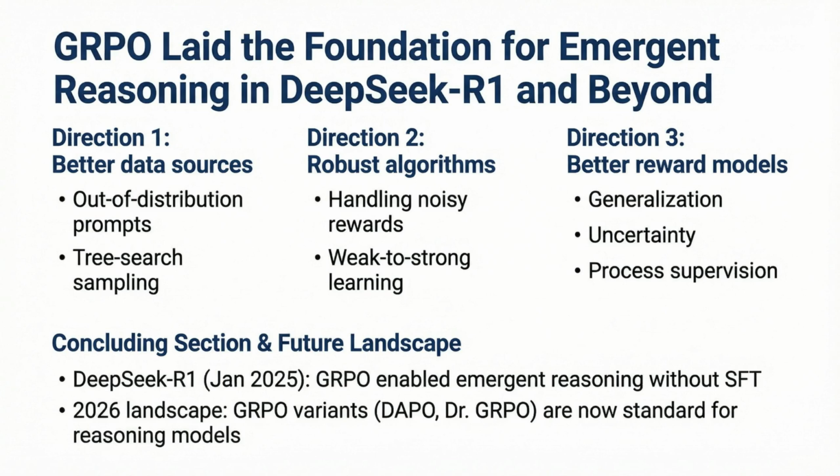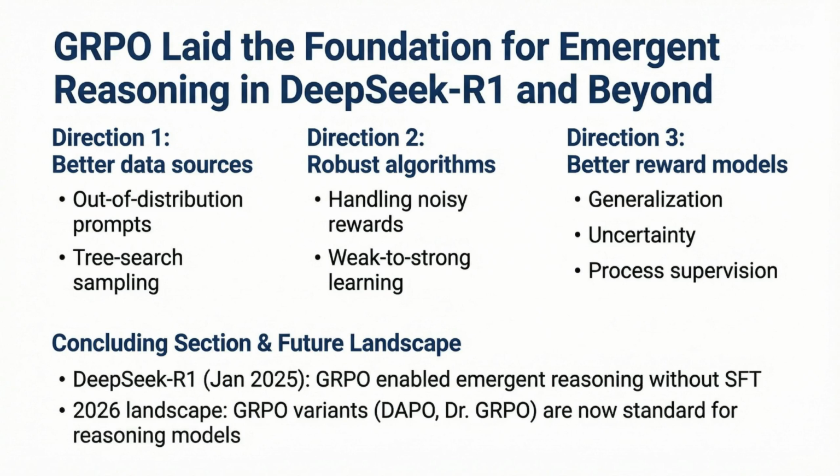First, better data sources. Instead of just using SFT questions, explore out-of-distribution prompts and advanced sampling strategies like tree search. Second, more robust algorithms. The current approach fully trusts the reward signal, but reward models are imperfect. We need RL algorithms that are robust to noisy rewards. Third, better reward models, especially process reward models that can provide fine-grained feedback on each reasoning step.